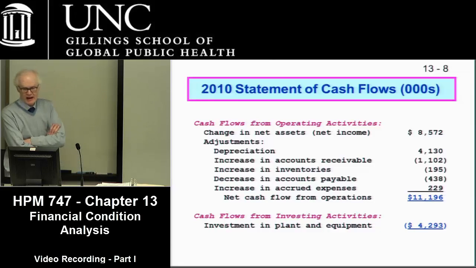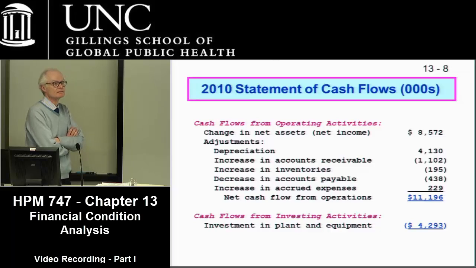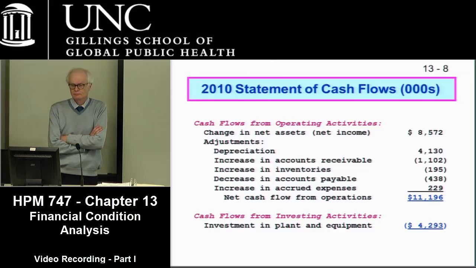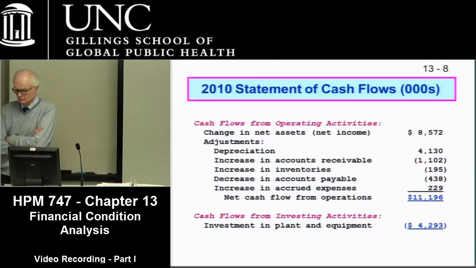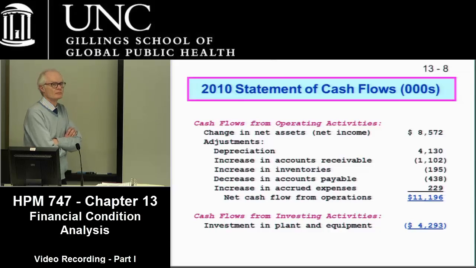Investment in plant and equipment, negative $4.3 million. What's happening there? Yeah, they've used $4.3 million of their cash to either renovate part of a building or buy some new equipment or whatever. But their cash has been drawn down by the fact that they invested in plant and equipment.